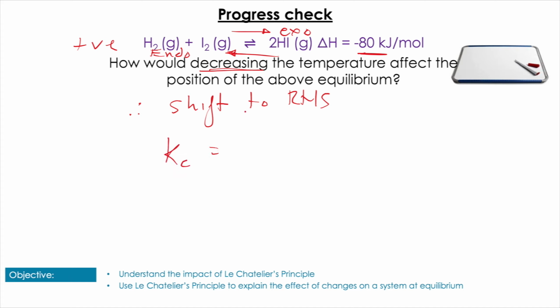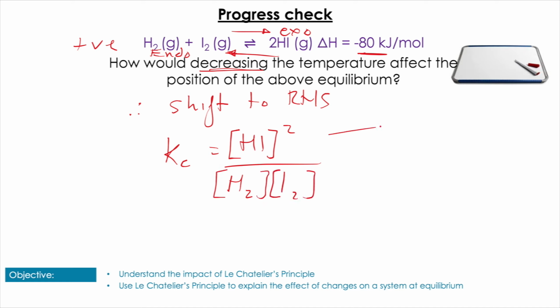Let's have a quick peek at what that does to Kc. Now, Kc, products over reactants, remember. Now, if we've got a shift to the right-hand side, we're shifting towards our products. So we're going to increase the value of our numerator. Increasing the value of our numerator is going to overall increase the value of Kc.